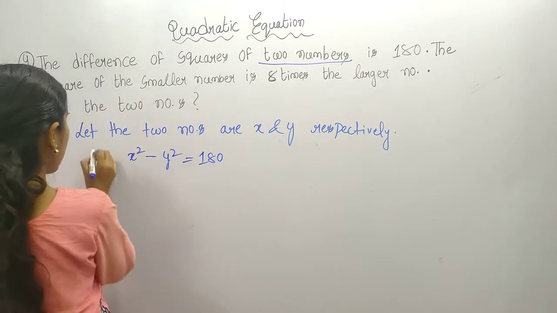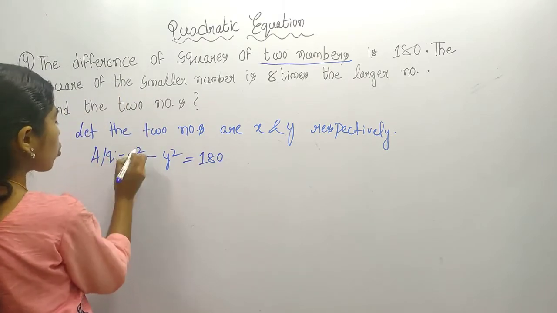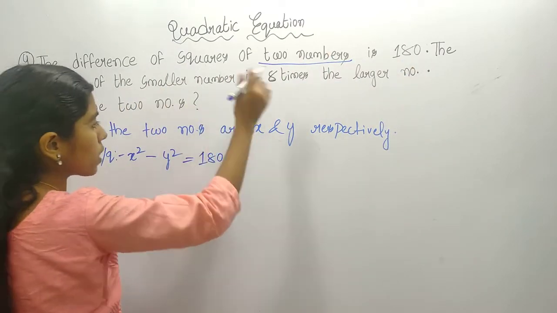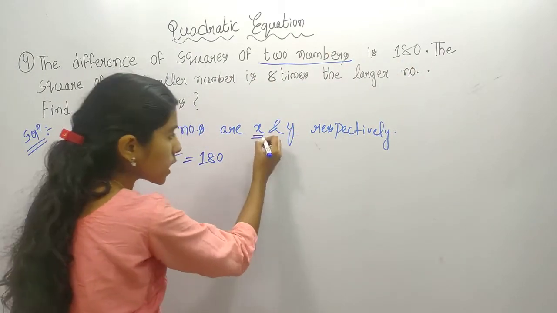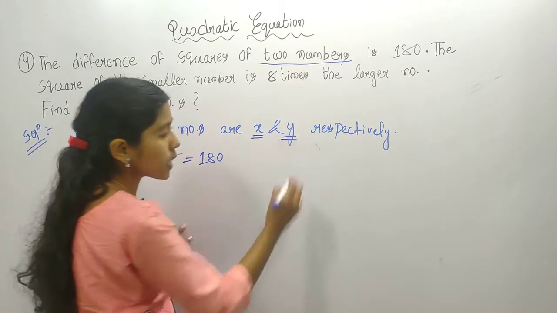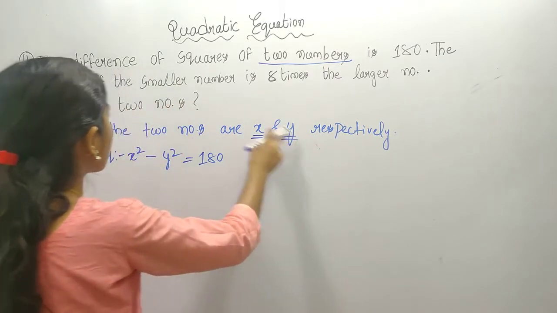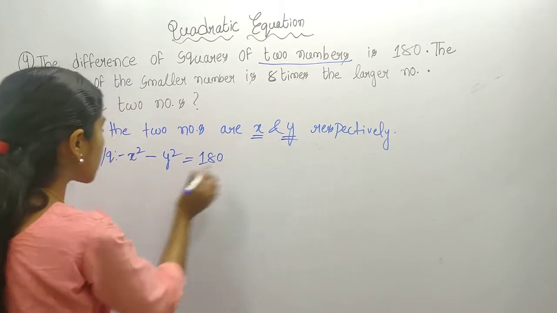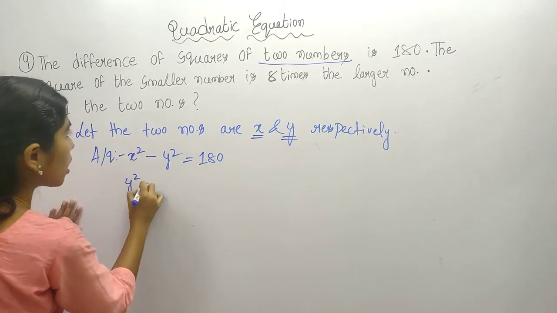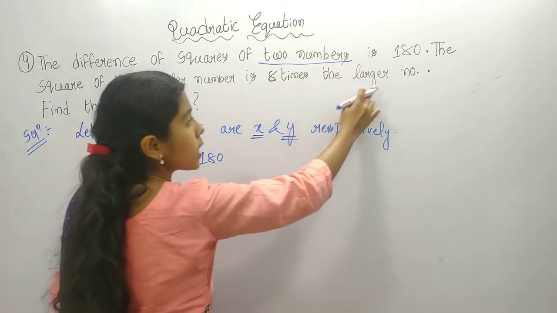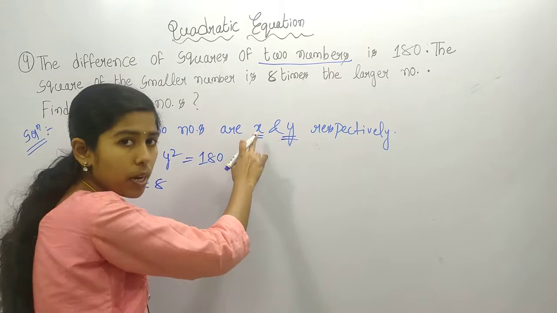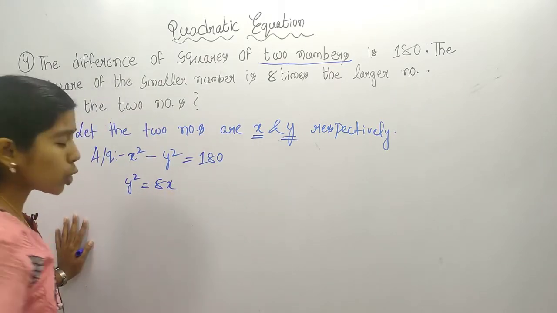Again, what is given? According to the question, the square of the smaller number. So, here x is the larger number and y is the smaller number. The square of the smaller number, y square, equals 8 times the larger number. Which is the larger number? x. So, y square equals 8x.